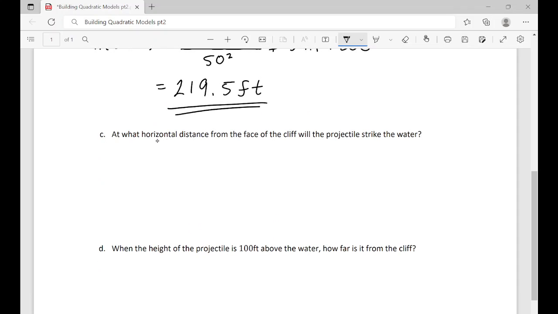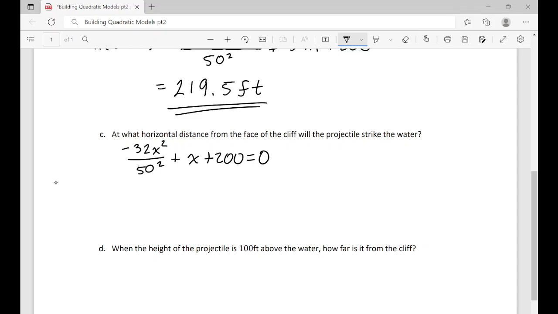Now, at what horizontal distance from the face of the cliff will the projectile strike the water? So when will it land in the water? When it lands in the water, it is essentially no feet above the water. It's 0 feet. So we're going to take our height function, our h of x, which is negative 32x squared over 50 squared plus x plus 200, and all we're going to do is set it equal to 0. Because our height is 0, that means the entire equation needs to be set equal to 0.